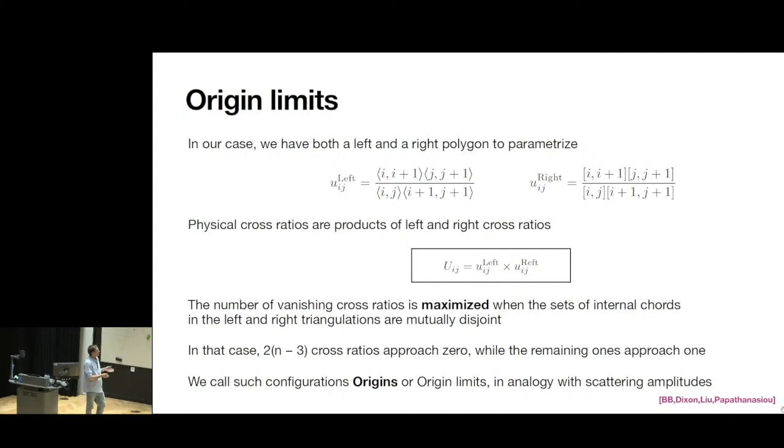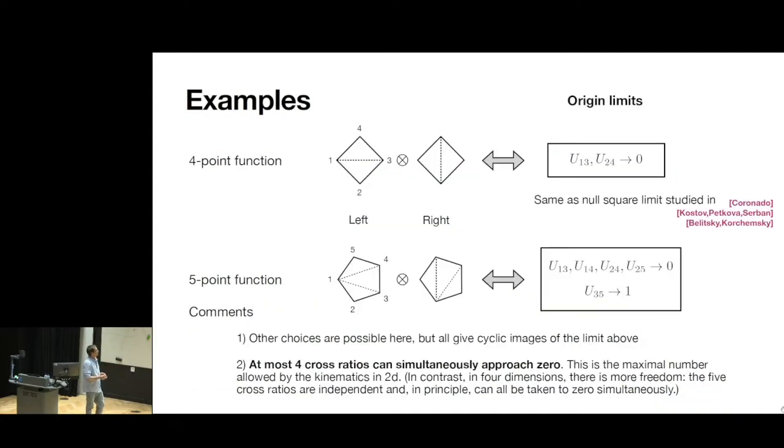Okay? So this is what I will call an origin here. So here's an example, for instance, where I have a chord 1,3 and a chord 2,4 here. So they clearly cross. So they will maximize the number of u going to 0, and indeed we get 2u going to 0 here. For the 5-point function, I can make this choice for the left part and the right part. And what I will find is that 4 cross ratios are going to 0 and 1 is going to 1.